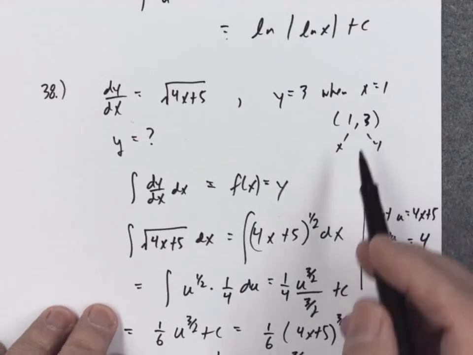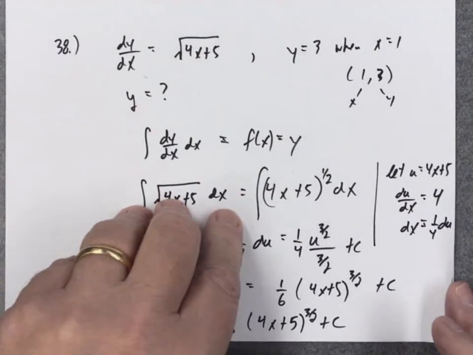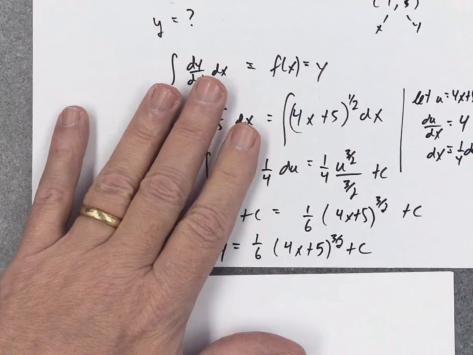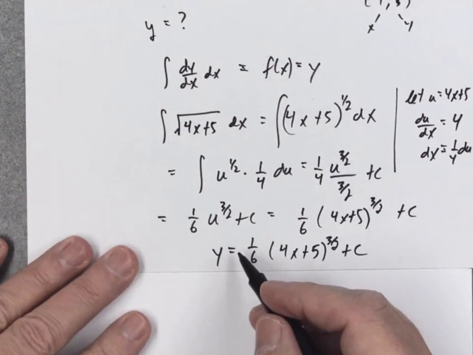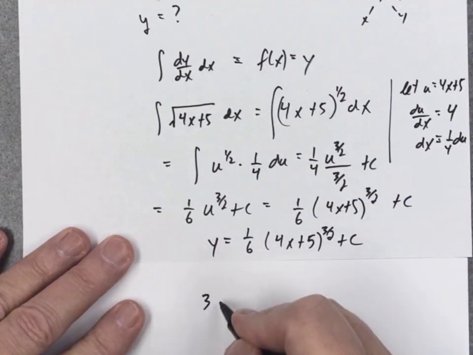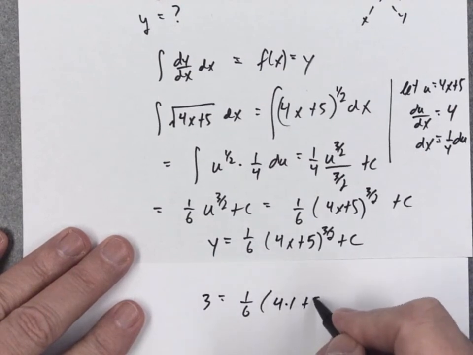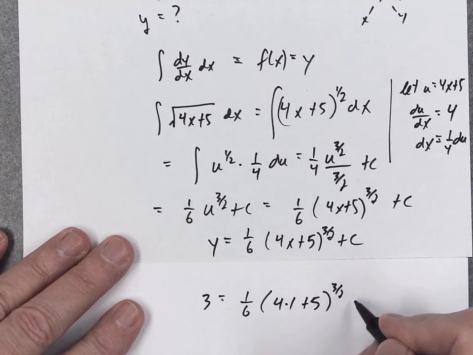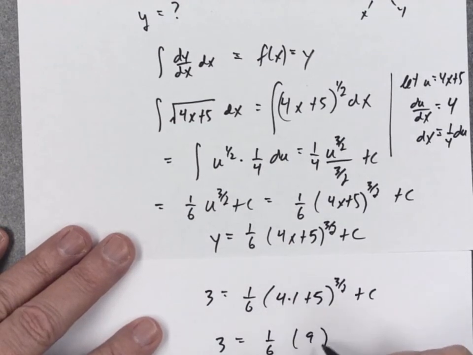I'm going to plug that point in for the x and the y, and that allows me to calculate the c. Let me get some more paper here. So y is 3 and x is 1. So y is 3, x is 1. So really, this is 9.